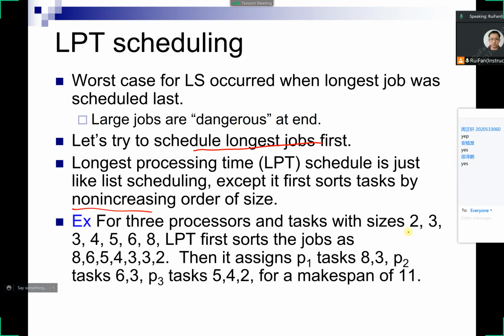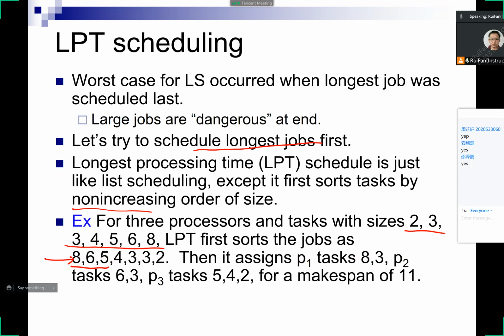So for example, suppose you get jobs of this size. In LPT scheduling, you're just going to take this list and sort it into non-increasing order, like this over here. Then you just run list scheduling on this sequence. For example, these 3 tasks go to the first 3 processors, and then you just keep assigning them using the list scheduling process.